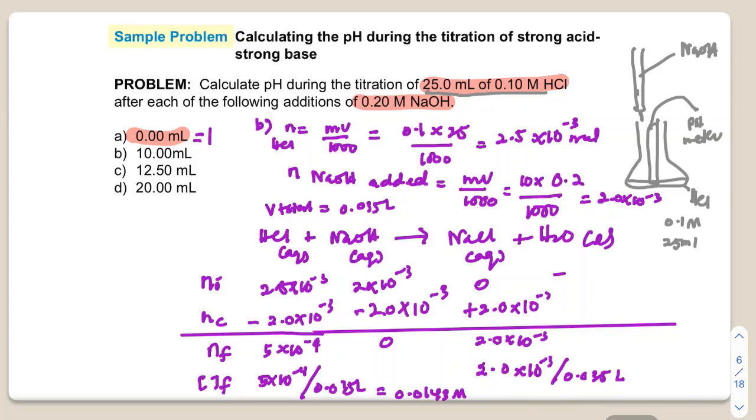Finally, after the reaction is completed, what's left in our conical flask is HCl in excess, 5 times 10 power of negative 4, and 2 times 10 power of negative 3 mole of the sodium chloride that has been formed. So we have a strong acid and its salt. This is a strong acid, strong base reaction, and the salt will be a neutral salt, so the pH measured by the pH meter is actually contributed by the HCl, which is the strong acid that we have. We can calculate the pH.